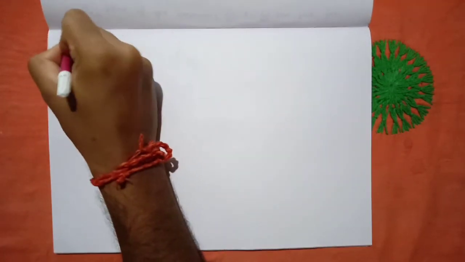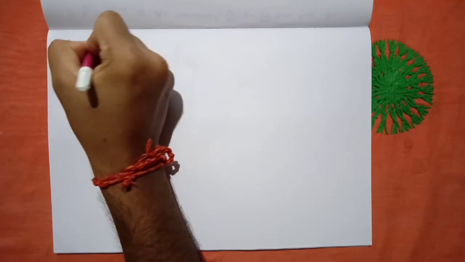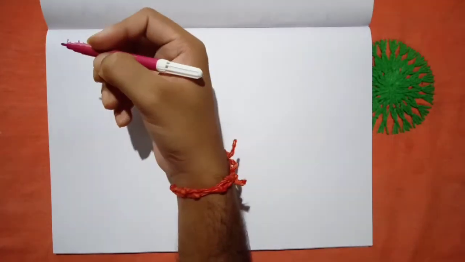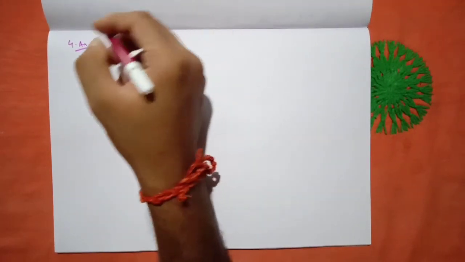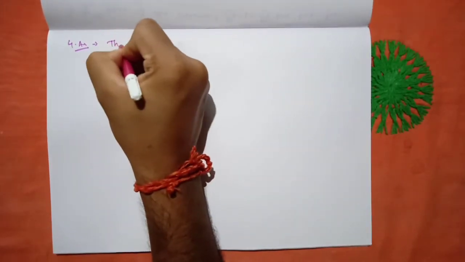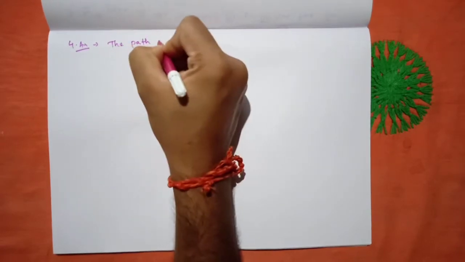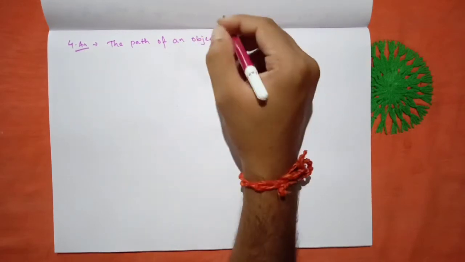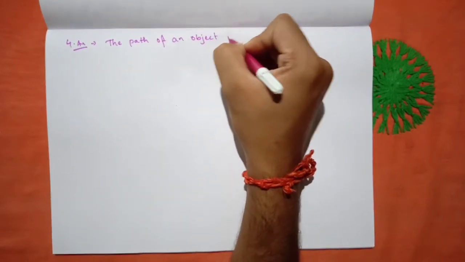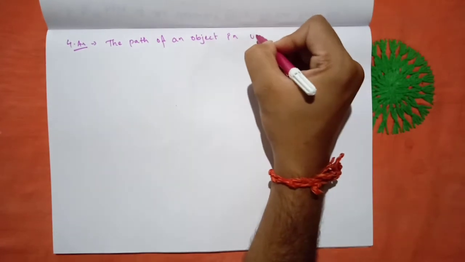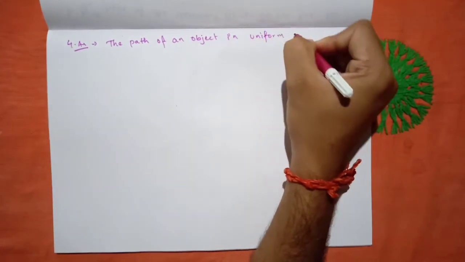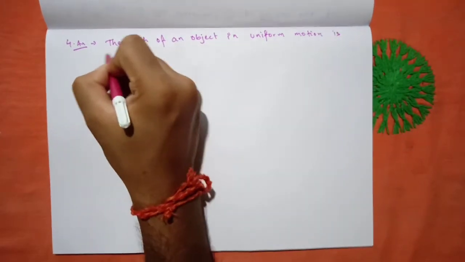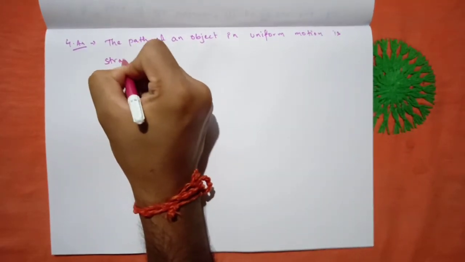Next, the question number 4. It is said that what does the path of an object look like when it is in uniform motion? So the path of an object in uniform motion is nothing but a straight line.